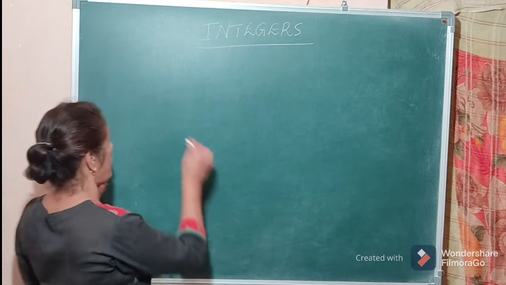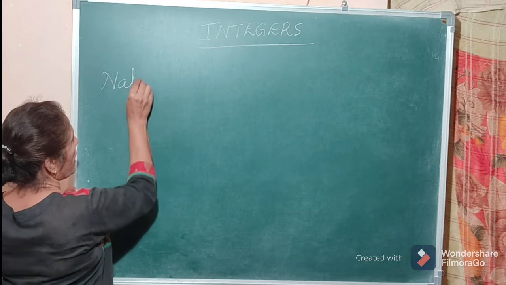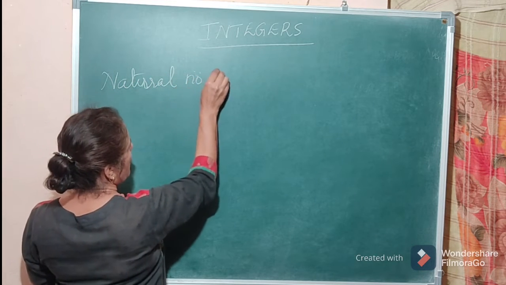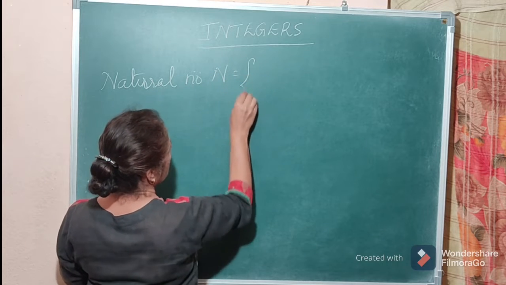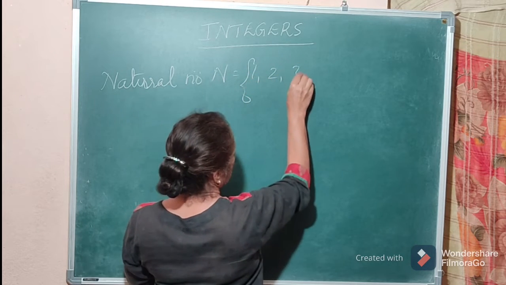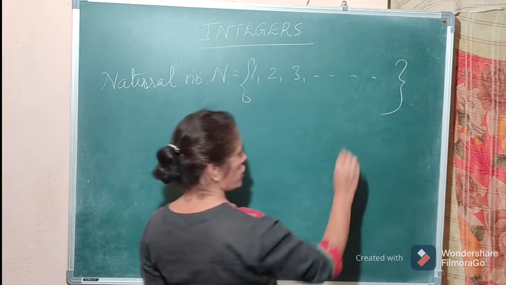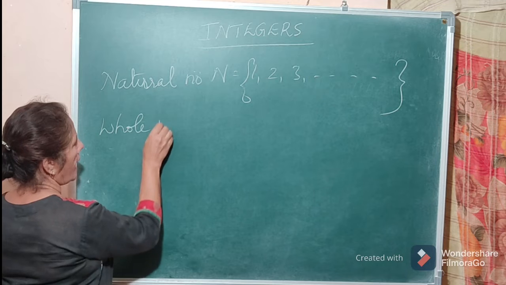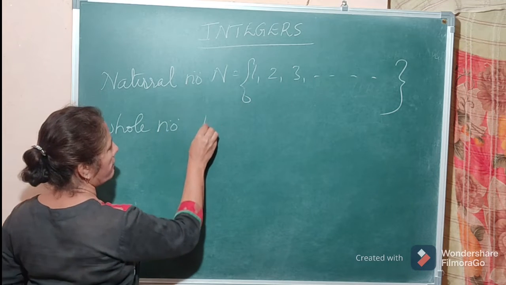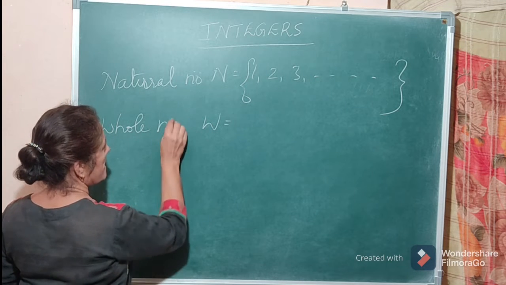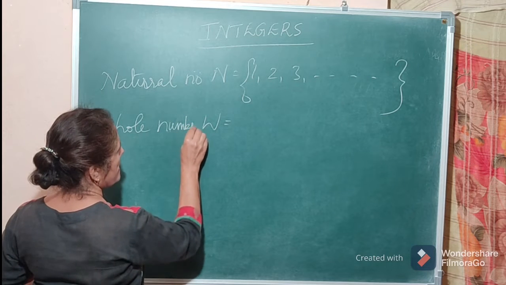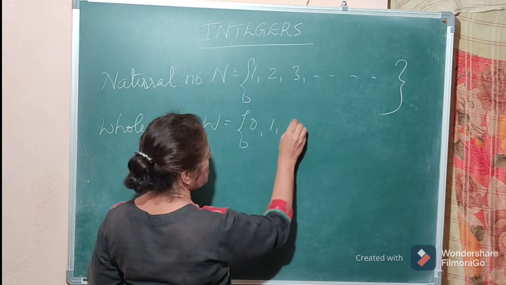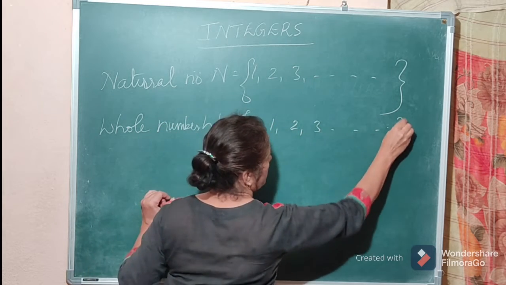Right? So, let me write down. First one is natural numbers, and natural numbers we denote by the letter N. All numbers which start from 1: 1, 2, 3 and so on. Next one is whole numbers, and I denote it by the letter W. Whole numbers start from 0: 0, 1, 2, 3 and so on.